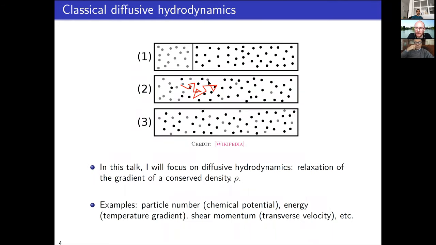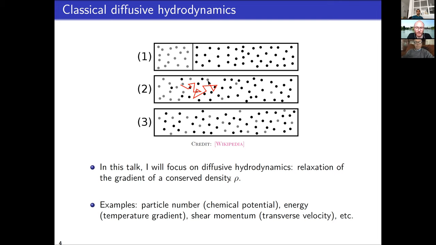Just to get everybody on the same page, let me go back to some basic considerations on diffusive hydrodynamics. Of course, hydrodynamics takes its name from the dynamics of water, but more generally, this is an effective theory of the kind that I've just described. The simplest one that we can think of is simply diffusive transport, and this is what I will focus on in this talk. We'll mostly talk about diffusion.